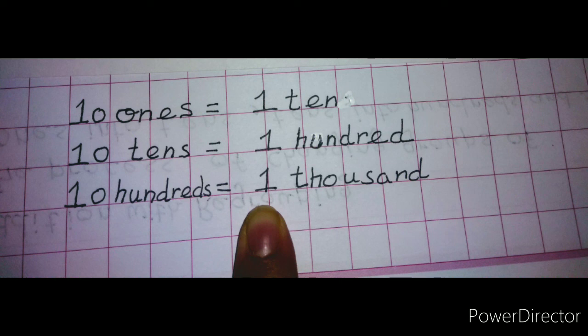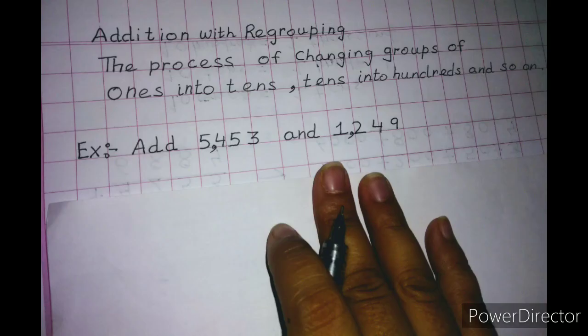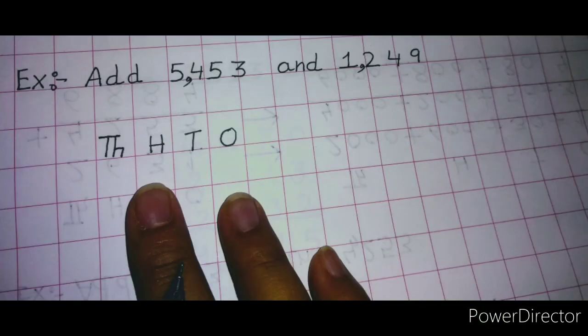Now, keeping this concept in our mind, we will try to solve it with one example. It says add 5453 and 1249. So first we will put it in columns under thousands, hundreds, tens and ones.